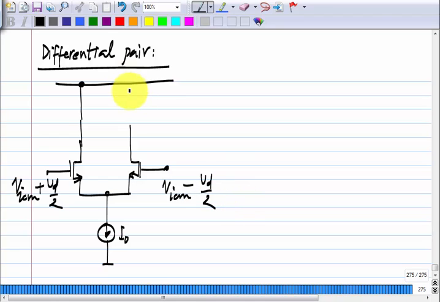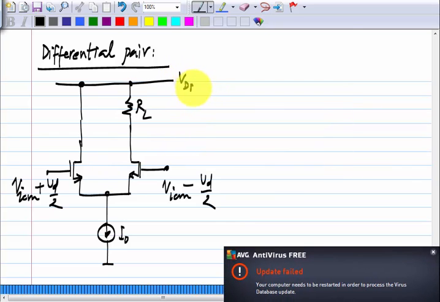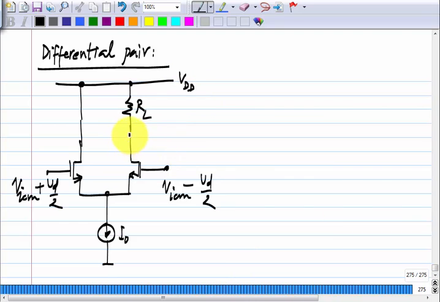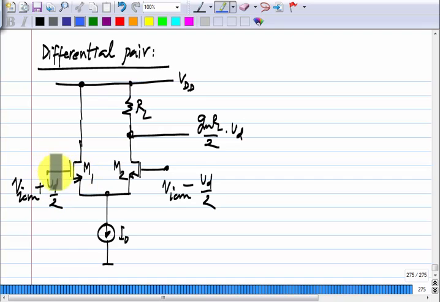Okay. And if I load one side with a resistor RL, the small signal output here will be GMRL/2 times VD. Okay. So you can think of buffering this voltage using M1, which is a source follower, and applying it to the source of M2 or vice versa, and the currents in M1 and M2 are equal and opposite. Okay. So, you can use the output either from M1 or M2 or both.